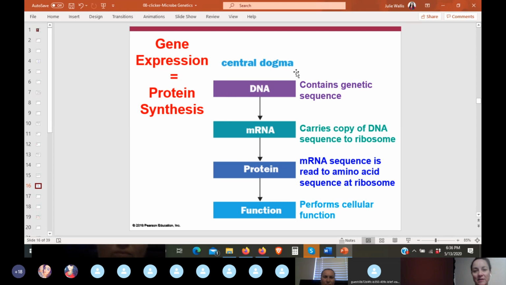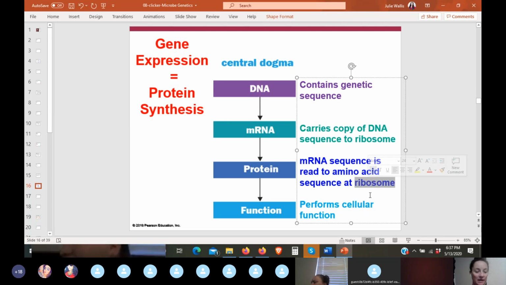But this is the central dogma that I was referring to. So the DNA contains the genetic sequence. The part that codes for a specific messenger RNA would be the gene. And then that messenger RNA carries that copy of the DNA sequence out to the ribosome. And the ribosome will read the sequence of the messenger RNA, and each 3 bases correspond to a specific amino acid. So those amino acids are brought in, and that builds the protein product.